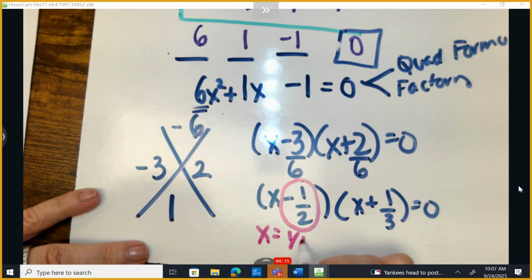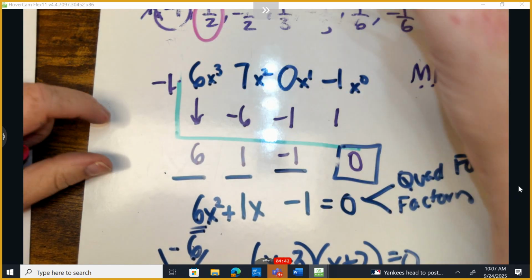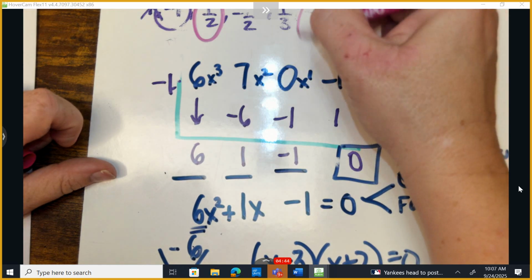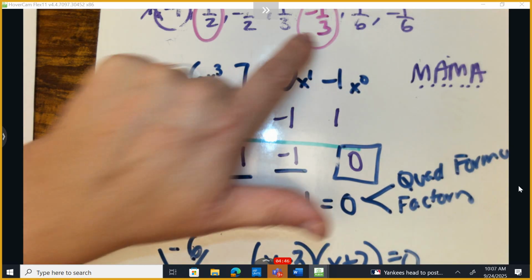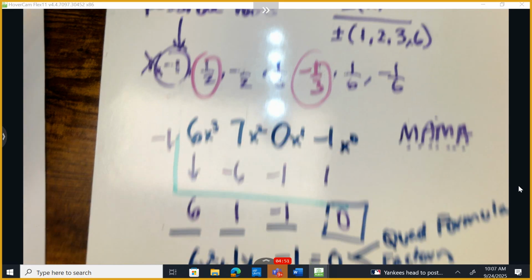X equals 1/2 and x equals negative 1/3. I come back up here. Yes, 1/2 was there, and negative 1/3 was right here. So the 3 solutions I have would be negative 1, positive 1/2, and negative 1/3.